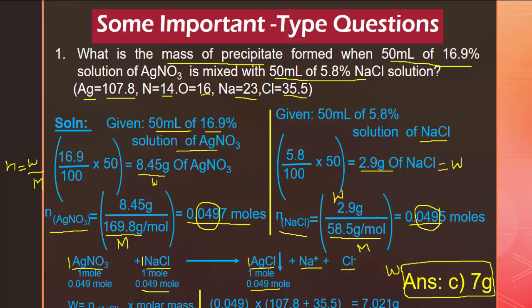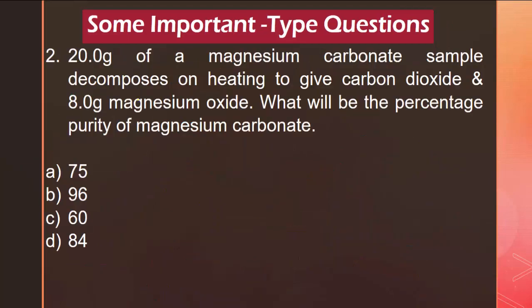So let's continue with the next numerical. Here comes the next numerical. 20.0 grams of magnesium carbonate sample decomposes on heating to give carbon dioxide and 8 grams of magnesium oxide. So what's happening here? Magnesium carbonate is undergoing decomposition, forming obviously carbon dioxide and magnesium oxide. The value of magnesium oxide formed is given to us as 8.0 grams.